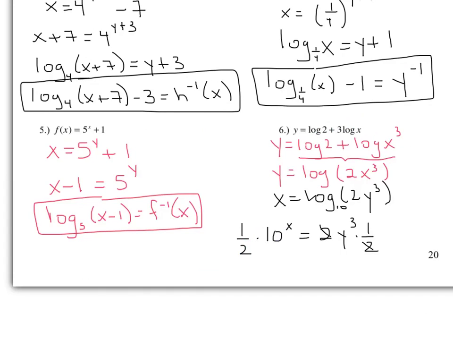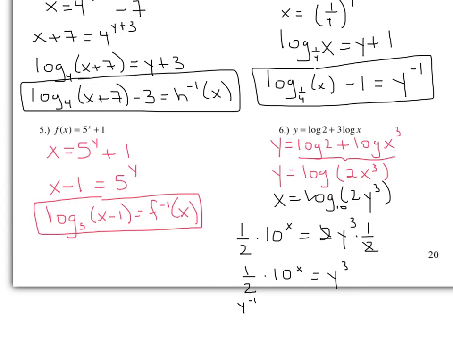So we're going to leave it that way. We're going to leave it as 1/2 times 10 to the x is equal to y cubed. And at this point you have two options. Option 1, you can take the cube root of both sides, or you can raise it to the 1/3 power. It doesn't matter which option you choose.